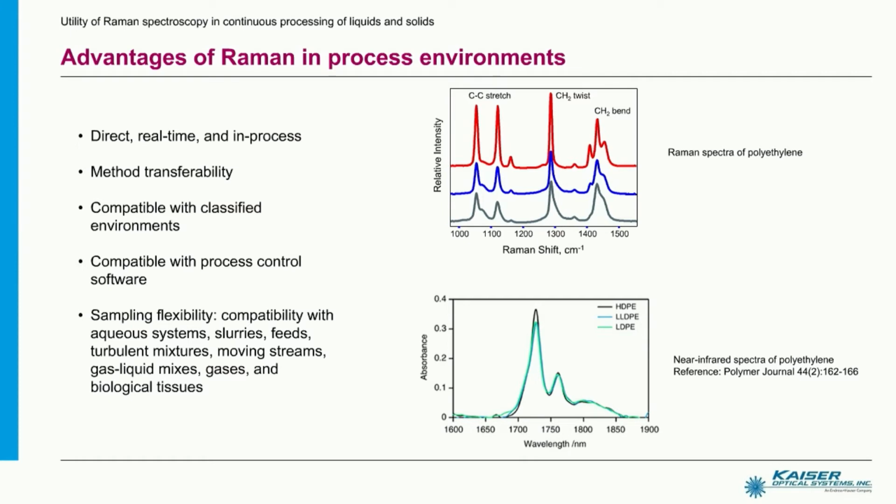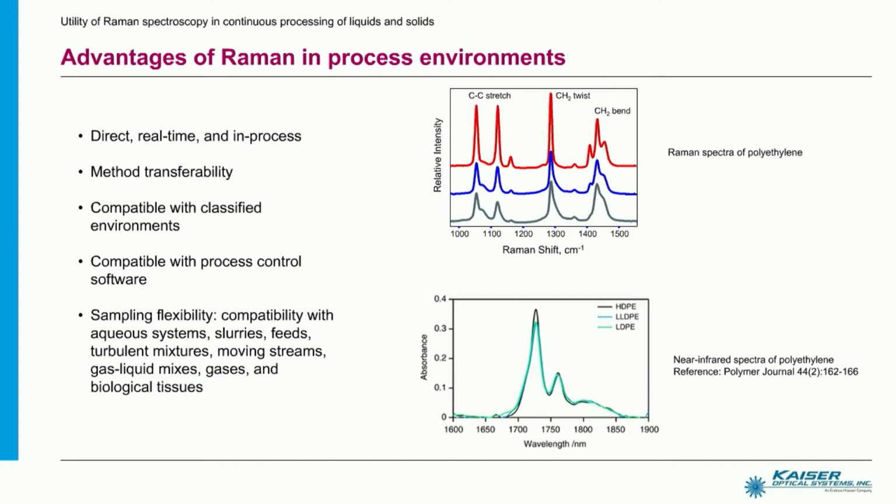So we can see here, for example, a comparison of Raman spectroscopy of polyethylene versus near-infrared. The bands in the Raman spectra are very distinct, and the spectra are comparing polyethylene at various densities. The envelope between 1400 and 1500 wave numbers shows very distinct changes, whereas those differences are more subtle in near-infrared. And that specificity that Raman spectroscopy has enables method development as well as method transferability without significant method rework.